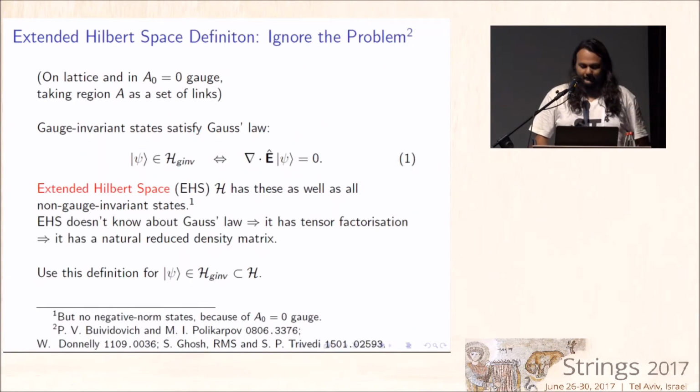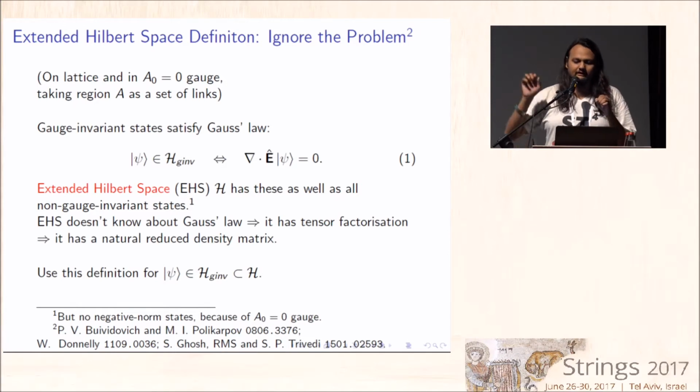Basically speaking, we ignore it. Instead of looking at the set of physical or gauge invariant states, which is the set of states that satisfy the Gauss law, we look at the extended Hilbert space, which has all states, whether or not they satisfy Gauss law. Because this extended Hilbert space doesn't know about the Gauss law, it does factorize into an inside part and an outside part. Therefore, there's a natural reduced density matrix. Therefore, there's a natural entanglement entropy.